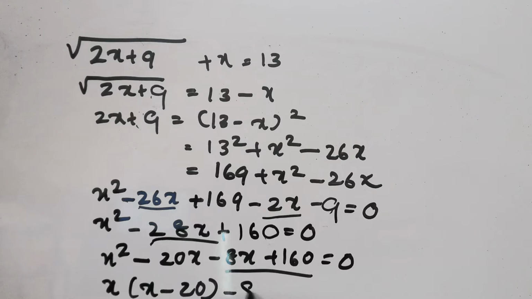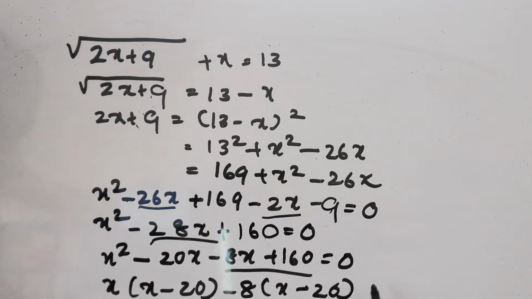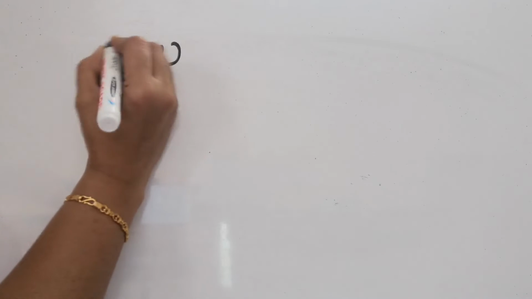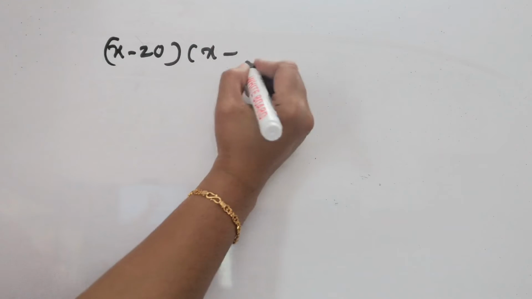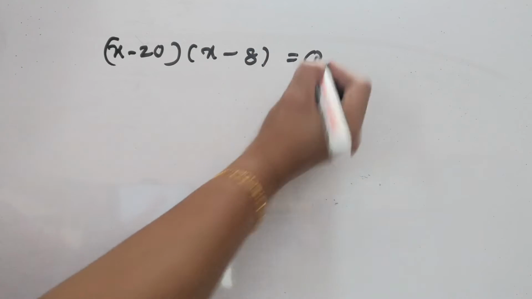So we take the negative 8 outside. We get x minus 20, which is equal to 0. After that, x minus 20 and x minus 20 are common terms in each term. So we take the x minus 20 outside and we get the two terms, and then we compare with 0. Then we get the answer. So that becomes x minus 20 into x minus 8 is equal to 0.